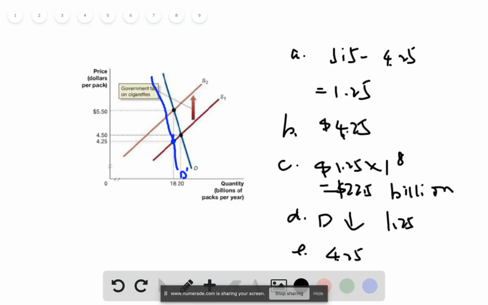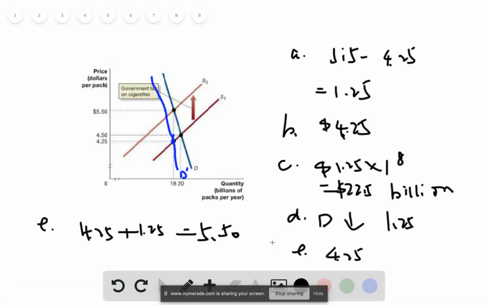And for F, including the tax, what will be the total amount that the cigarette buyers pay per pack? So the total amount cigarette buyers pay per pack will be the price. The price is 4.25, right? And how much is the tax? The tax is 1.25. So in total, they should pay 5.50.